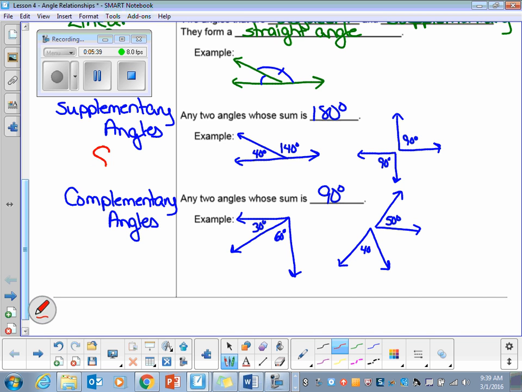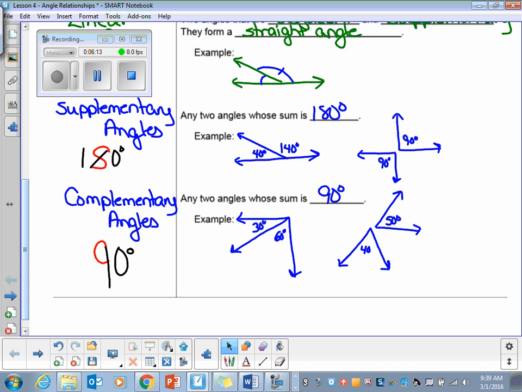So if we take the first letter of each, it can help us figure it out. If I connect the ends of the S, that makes the 8 in 180. And if I connect the ends of the C, that makes the 9 in 90. It's a little mnemonic or memory trick to help you remember them. Another memory trick: when you do something right, you get a compliment. Right angles are 90°, so complementary angles are 90°. Whatever it takes to figure it out.